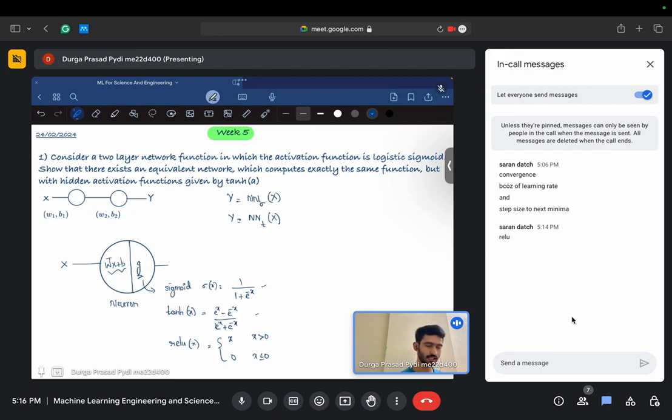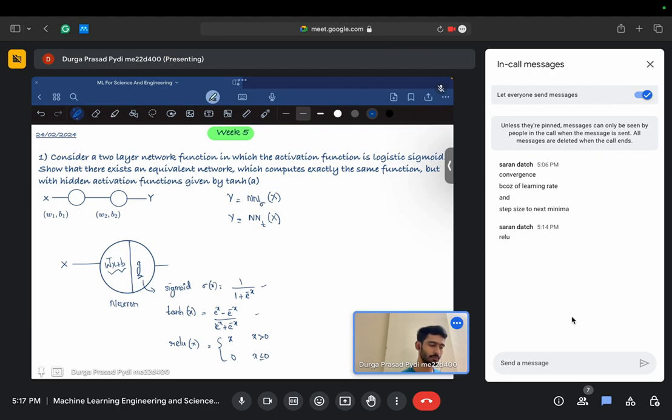So if I were to use a tanh function, what would be the difference between sigmoid and tanh? Why sigmoid, why tanh? Any comments? Or it just doesn't matter? Whatever is available, we'll just use it, or something like that. Okay, let's first try to answer this question.